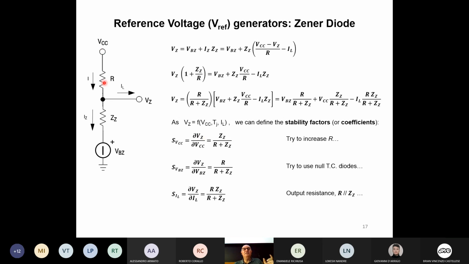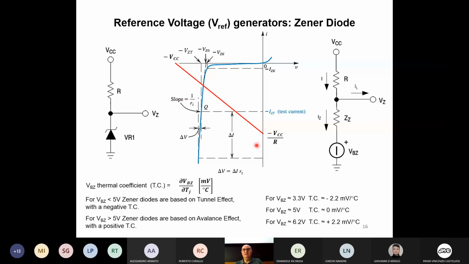But if I increase R, this point will go down. So I will decrease the current in the Zener diode. And if I increase R too much, maybe I will go below the threshold. So ideally, I would like to have an infinite R, but I cannot do that. Because if I increase R and I still want the same current, I must increase the VCC. So I need to increase the VCC to keep a determinate value of current that I like in the Zener diode.